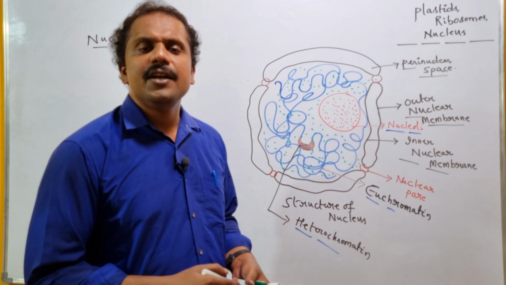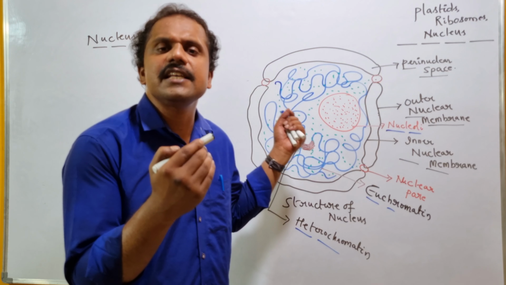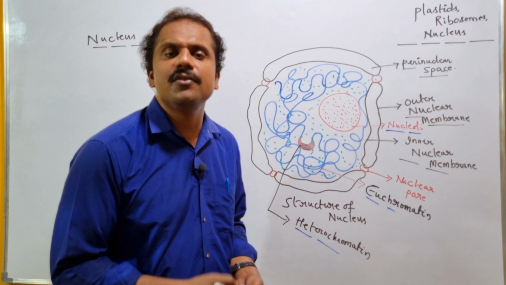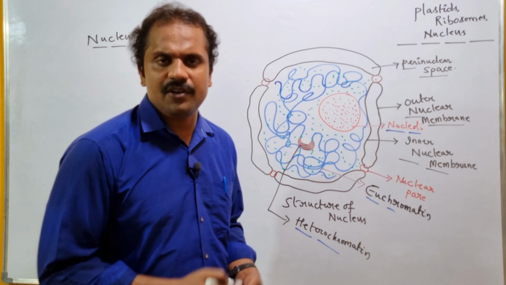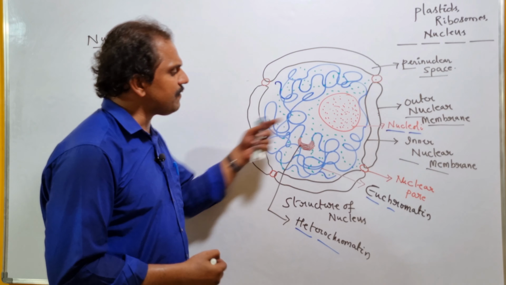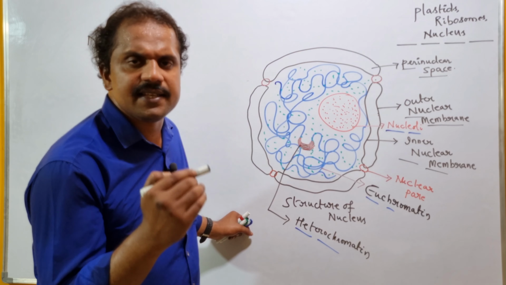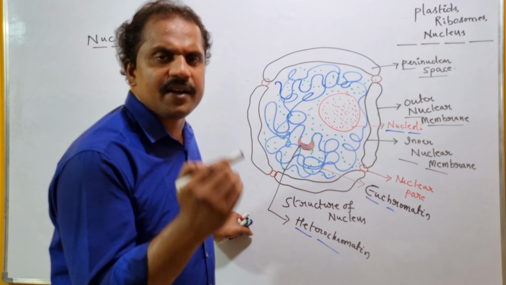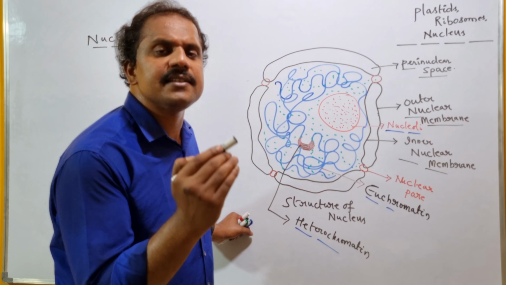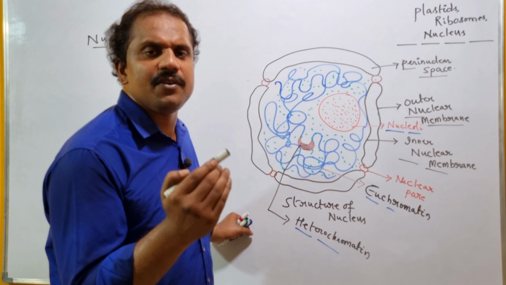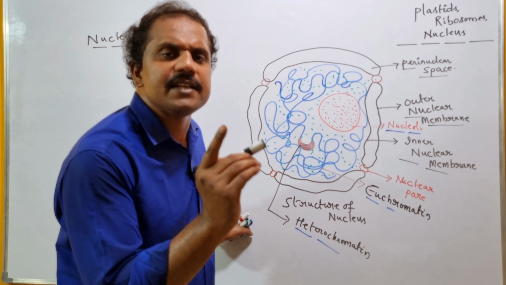During the interphase stage of the cell cycle, the nucleus has four differentiated components, and these include the nuclear membrane, nucleoplasm, chromatin material, and nucleolus. All these are the four differentiated components of the nucleus during the interphase stage of the cell cycle.